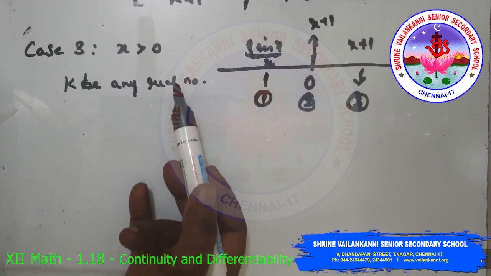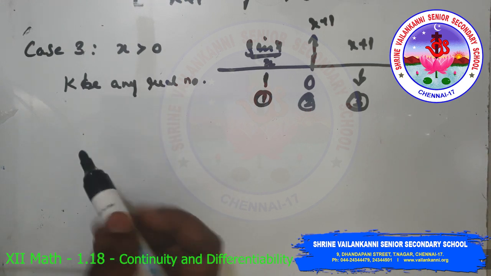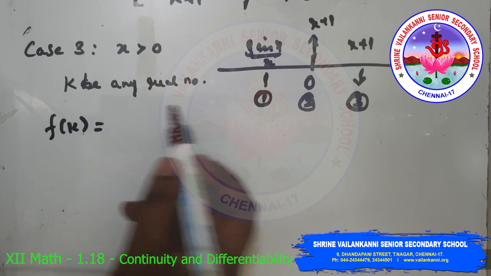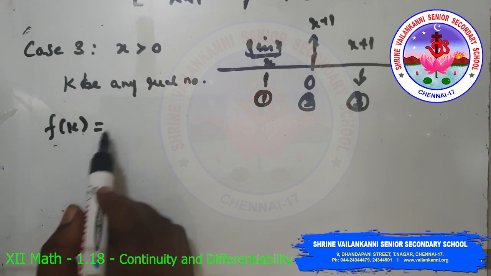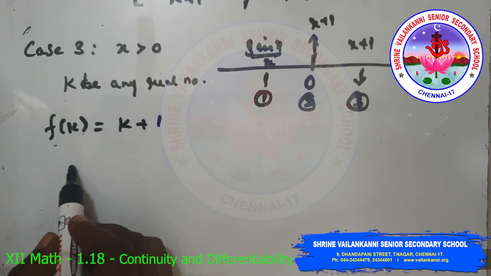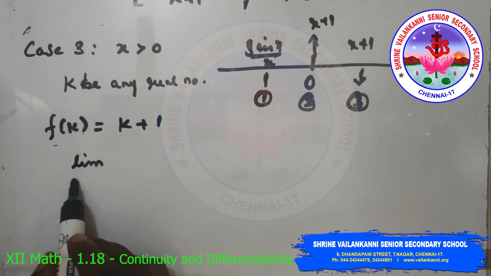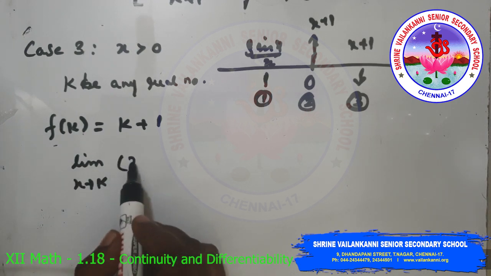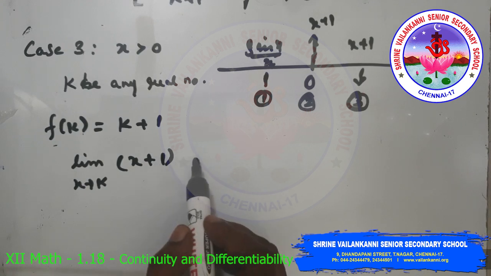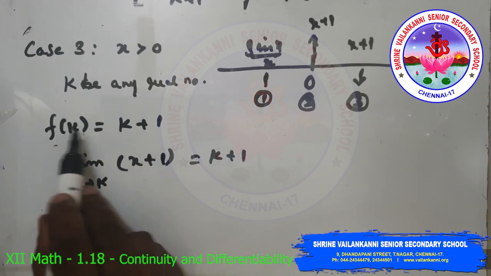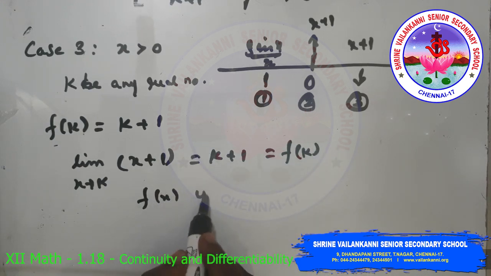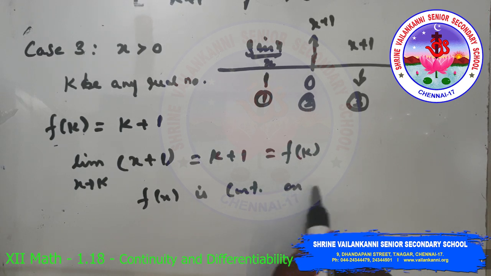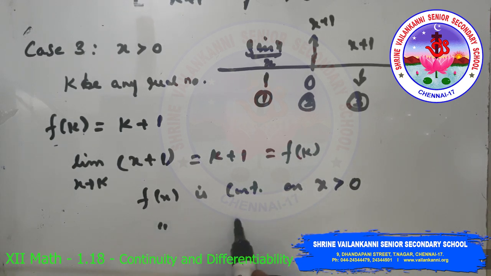Case 3, x is greater than 0. Let k be any real number. So f of k is, when x is greater than 0, the function is defined to be x plus 1. So f of k is k plus 1. Now we have to find the limit x tends to k of the function x plus 1, which is equal to k plus 1, which is nothing but f of k. So these two values are equal. We can say that f of x is continuous for x greater than 0. Otherwise, f of x is continuous on real numbers.